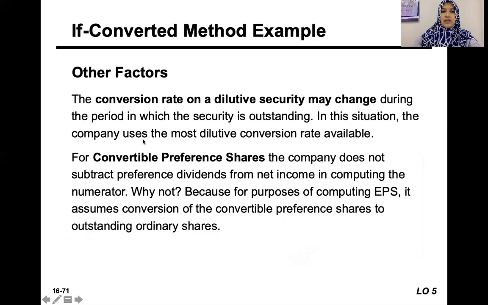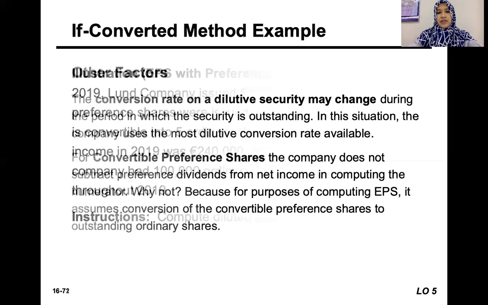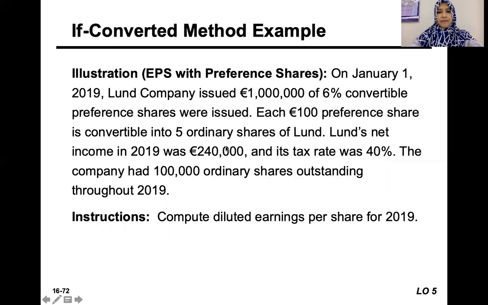Okay, if the conversion rate on dilutive securities may change during the period in which the security is outstanding, in this situation, the company uses the most dilutive conversion rate available. So we must always take the approach of the worst possible scenario. For convertible preference shares, the company does not subtract the preference dividend, because when we assume that the preference shares are converted to ordinary shares, it means there are no more preference dividends to be paid.